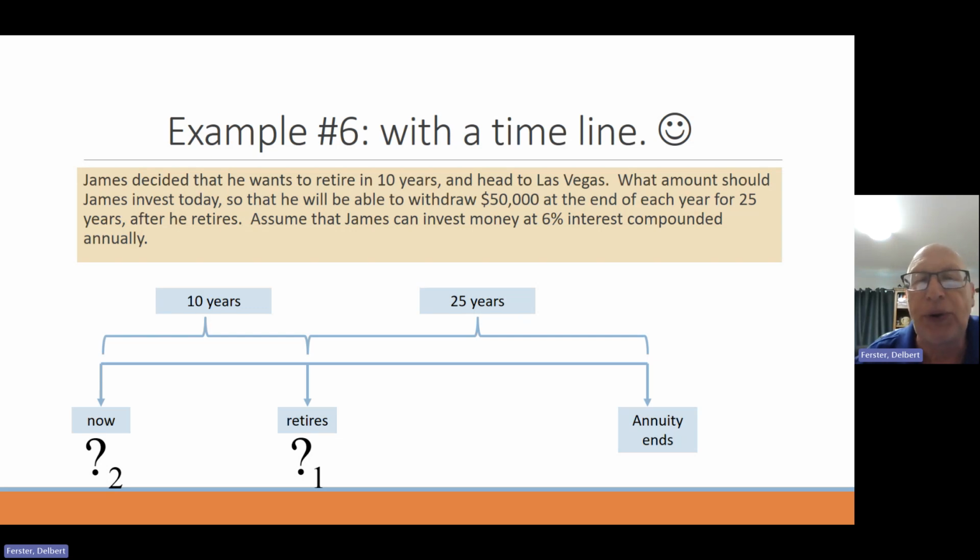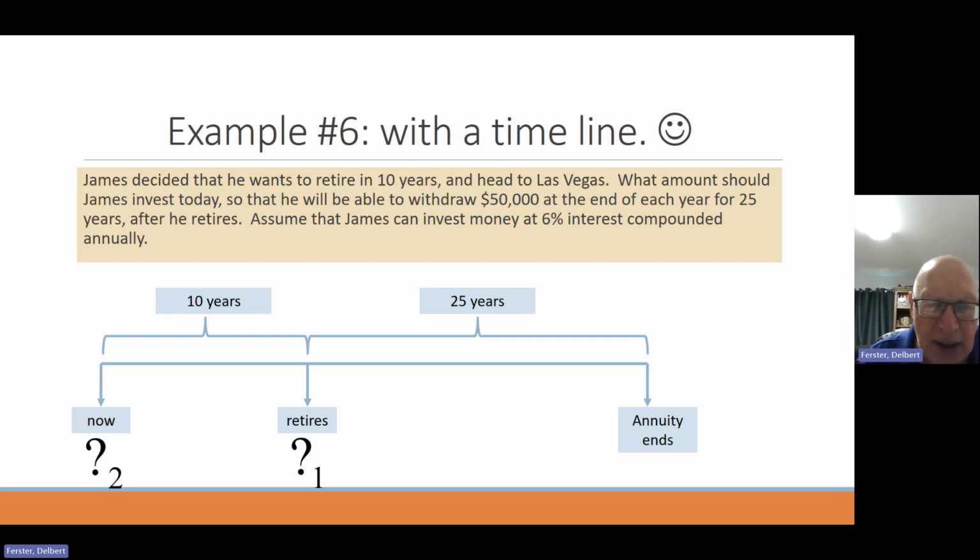So all right, read it. James decides that he wants to retire in 10 years from now and he wants to head to Vegas. I don't care where he goes. That's not pertinent to the problem. I personally like Vegas, so that's where we're going. The question says, how much should he invest today so that he will be able to withdraw $50,000 at the end of each year for 25 years after he retires? Now remember, he's going to retire in 10 years, but he wants that money to last him for 25 years after he has retired. The question says, presume that he can invest money at 6% compounded annually.